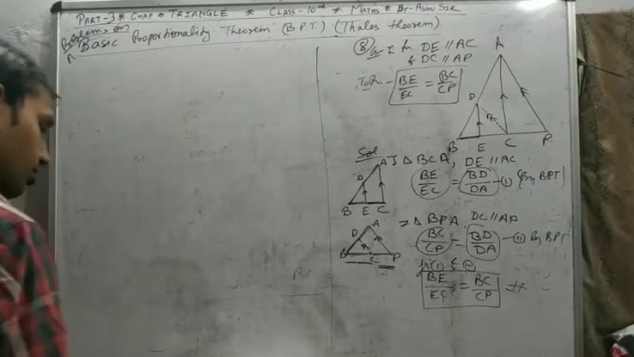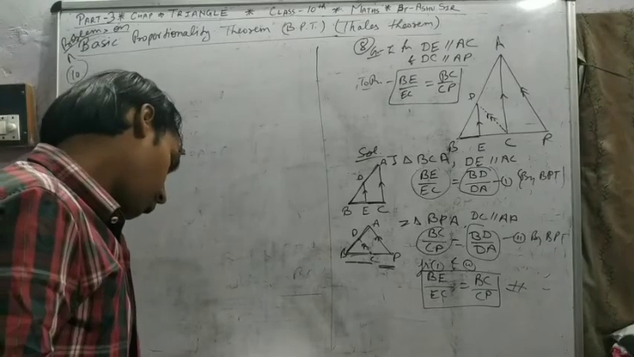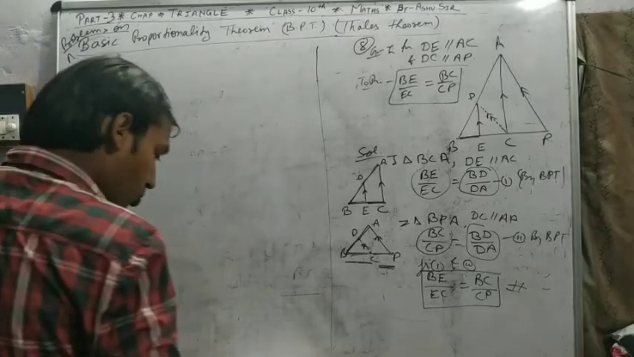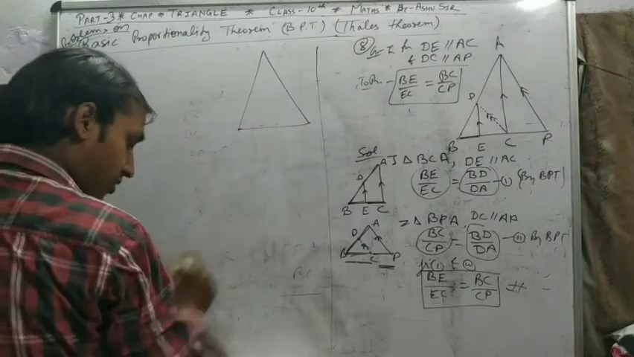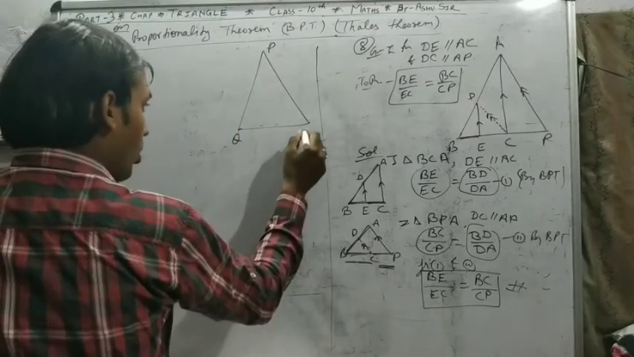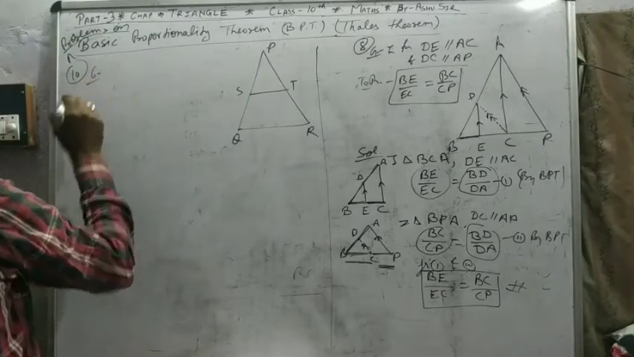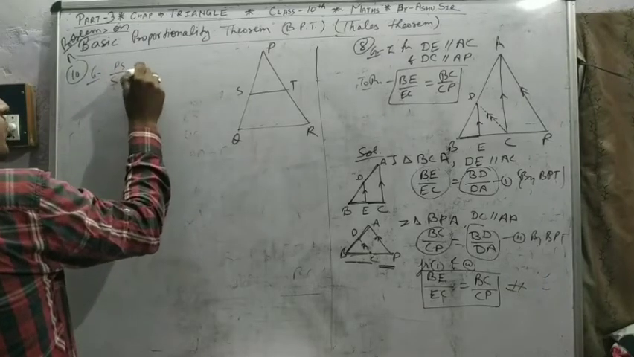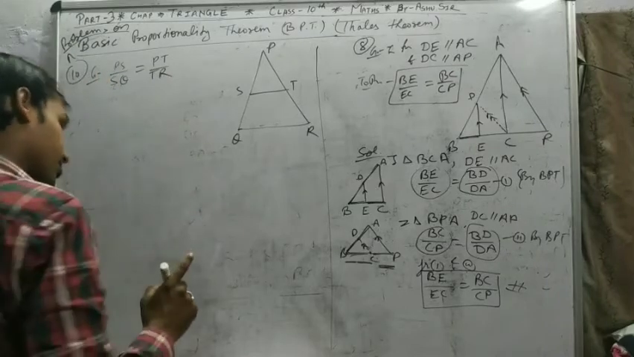Let's see the next question. 10th question. In the joining figure, PS upon SQ is equal to PT upon TR. Figure is given, P, Q, R. So what's the given? You can read the question. PS upon SQ is equal to PT upon TR. Means ratio equal is given.